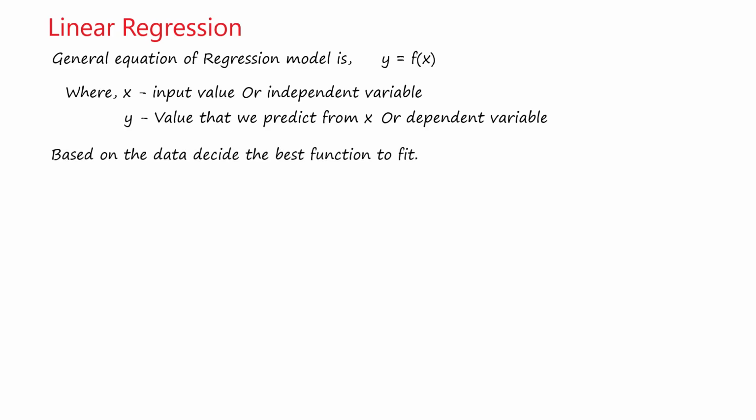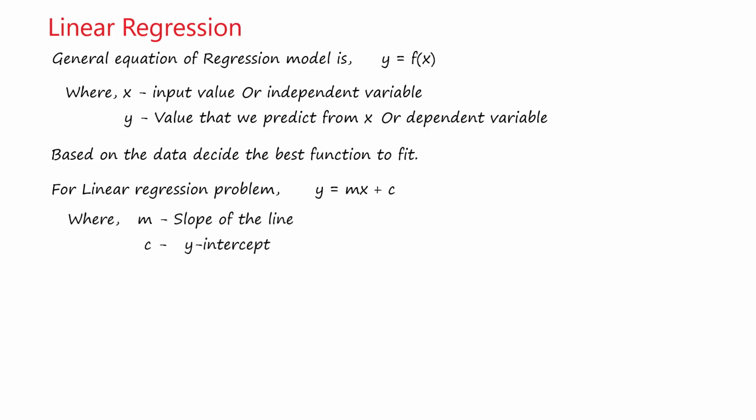Simple. Now, for our beloved equation for linear regression, y = mx + c, where m, the slope, is how steep the line is. Think of it as the spiciness level of the relationship. c, the y-intercept, is where the line crosses the y-axis, that is where it all begins.